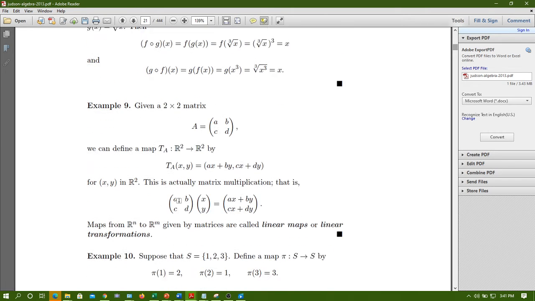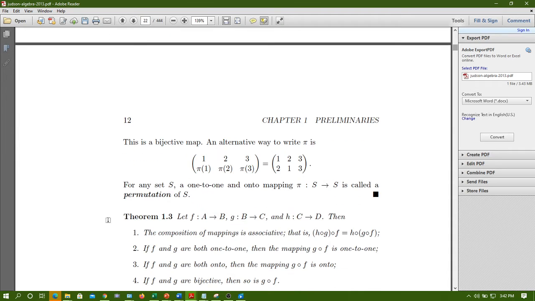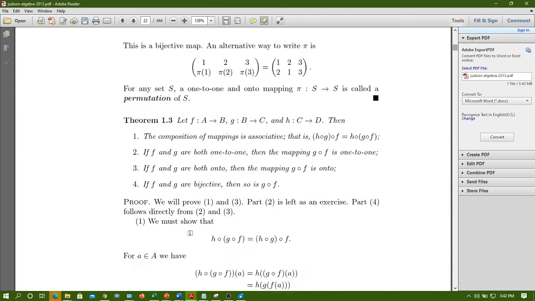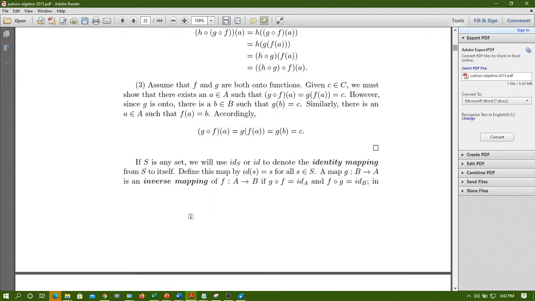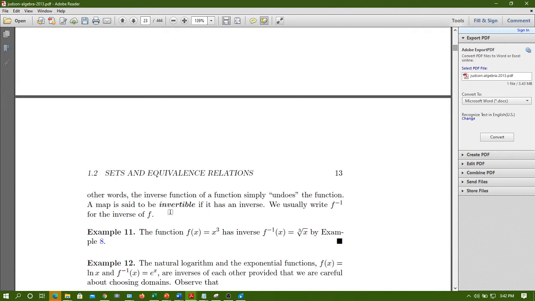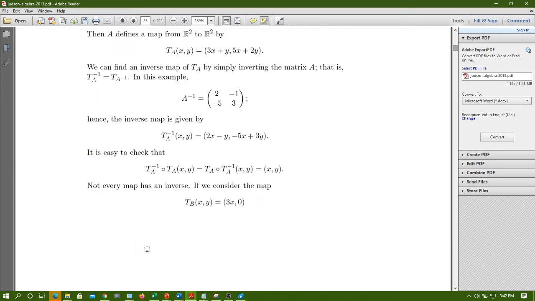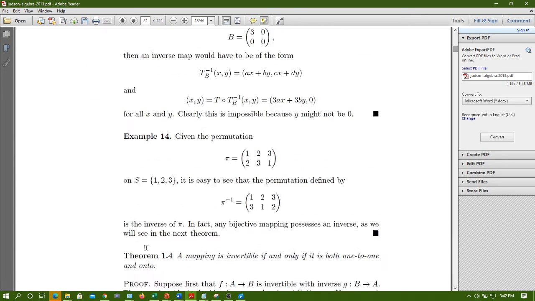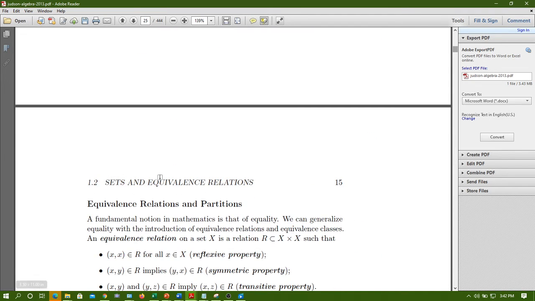And then what else? Matrix, okay, linear maps or linear transformations. We will go back to that next time. What else? Permutation and identity mapping, inverse mapping, invertible. Did I include all this in the video presentation? This is part of sets and mapping. Anyway, I would let you watch most of those.